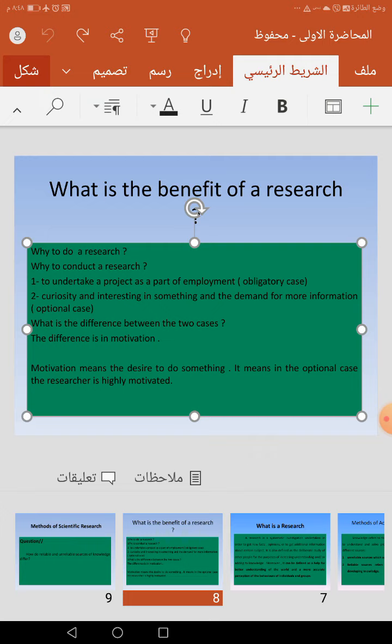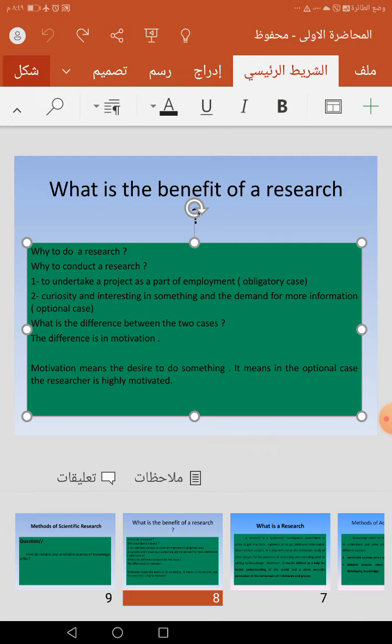You are obliged to do something. You have to do it, unless you are going to be fired from your employment. This is an obligatory case. Second, curiosity. You have curiosity and interest in something, and you have a demand for more information. And this is an optional case. What is the difference between obligatory case and optional case? There is a difference between the two cases.